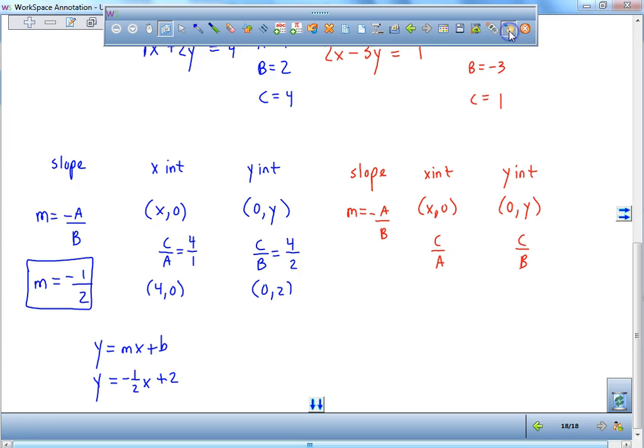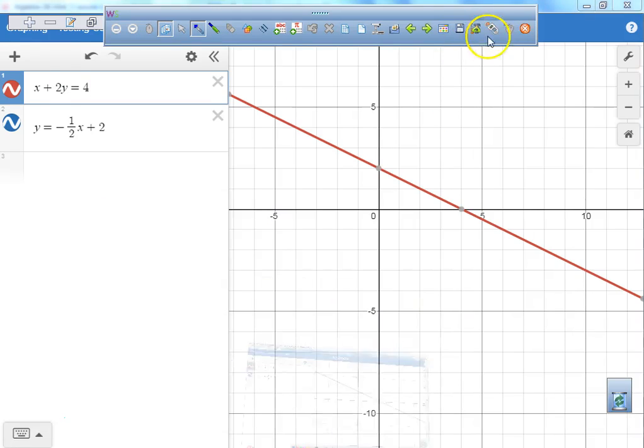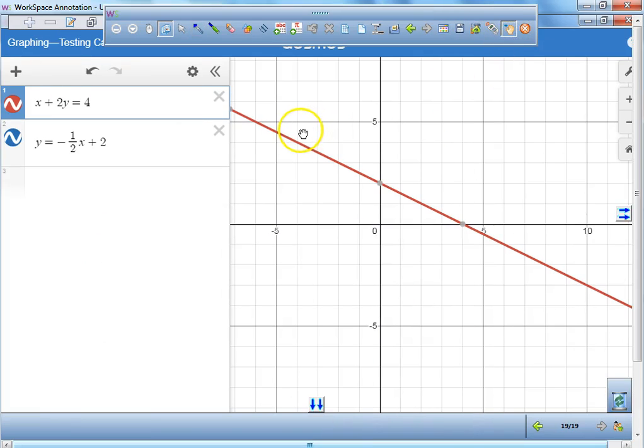So another way I like to call this is the cover-up method. Check this out. You guys see the hand? Watch what happens. If I want to find my x-intercept, I cover up my y's. What do you guys see? X equals what? If I cover this up, what do you guys see? 2y equals 4. Well, what's 4 divided by 2? 2. So you can always use the cover-up method to solve. That basically means I'm making y equal to 0 to solve for my x-intercept, and I'm making x equal to 0 to solve for my y-intercept.